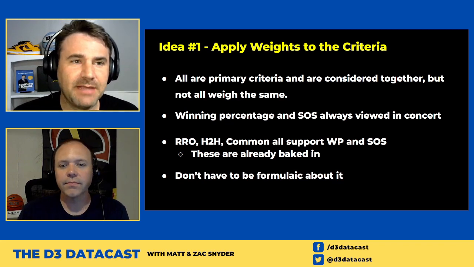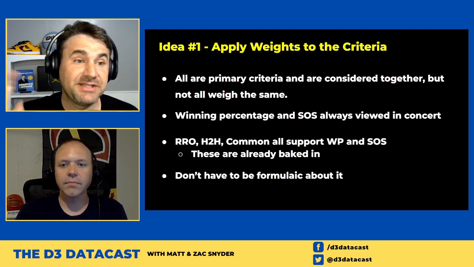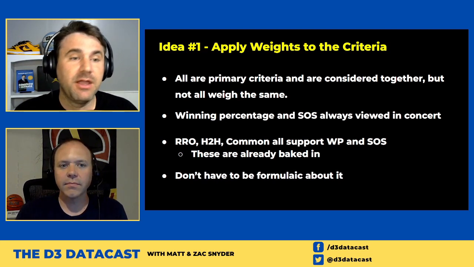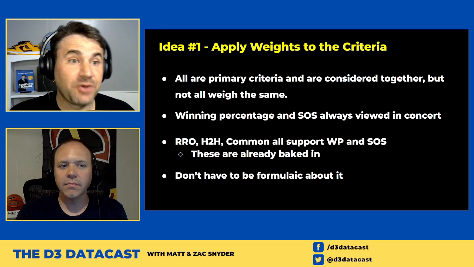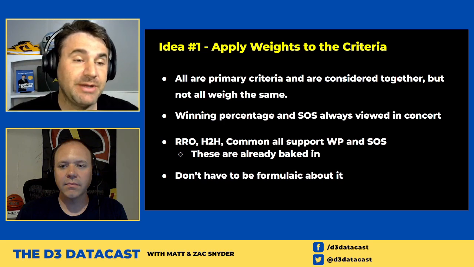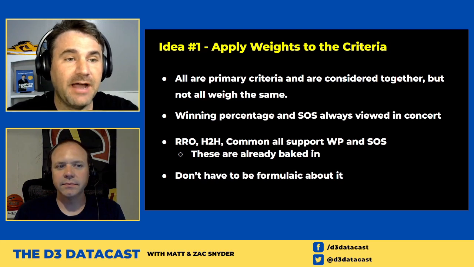So as we get into discussion, here's our first idea. I was thinking about this: I want to apply weights to the criteria. We just listed those 5 primary criteria. The handbook doesn't give any guidance to the committees as to whether one or two of these pieces of criteria are more important than the others. I think the answer is kind of no. They're all considered, and I like that they're all considered together. These are the primary criteria, so these are the first things we look at. We want to make a decision based on these 5 criteria.